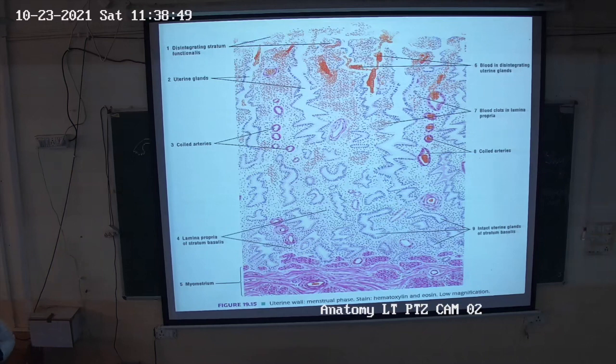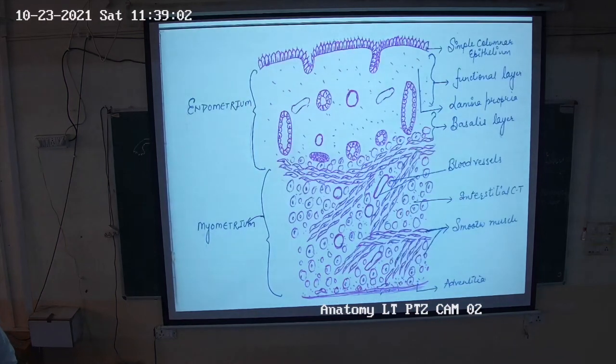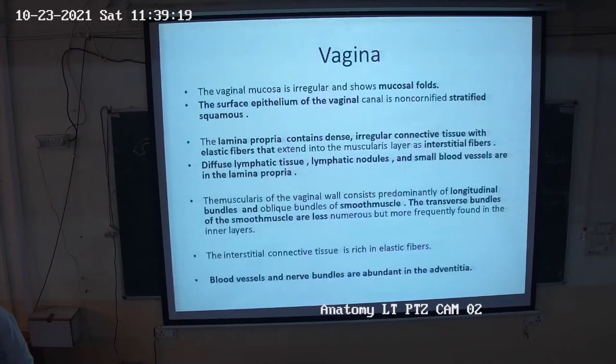Okay, so these are the changes which take place. We have different slides for the different stages: proliferative phase slide, secretory phase and the menstrual phase. So this is all about the uterus: ciliated columnar epithelium in childhood, which is replaced by simple columnar epithelium. Then the endometrium has two parts, functional and basal, and it changes according to the phase. Myometrium has a muscular coat and perimetrium has peritoneum.